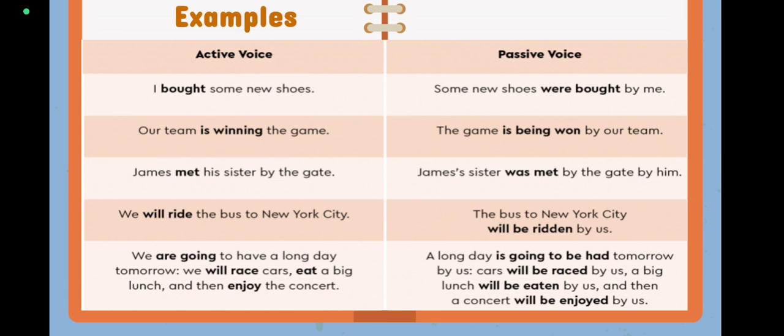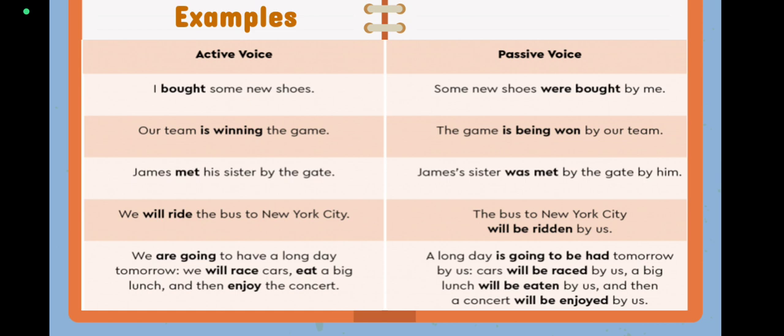I bought some new shoes. Some new shoes were bought by me. Our team is winning the game. The game is being won by our team. James met his sister by the gate. James' sister was met by the gate by him. We will ride the bus to New York City. The bus to New York City will be ridden by us.